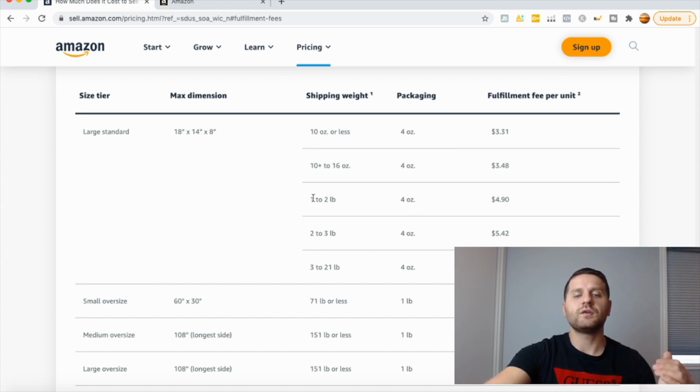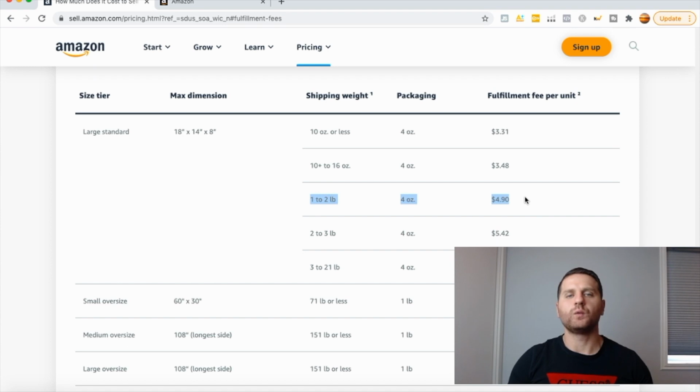Now this one over here is very important, the 1 to 2 pounds fulfillment fee per unit. If you're going to sell a product that is between 1 pound to 2 pounds, if it is around this dimension and below, then you are going to pay $4.90 fulfillment fee per unit. So if you find a product that is between 1 pound to 2 pounds, then most likely your product dimensions will be under this over here. Then you want to keep in mind that your fulfillment fee will be $4.90 per unit.